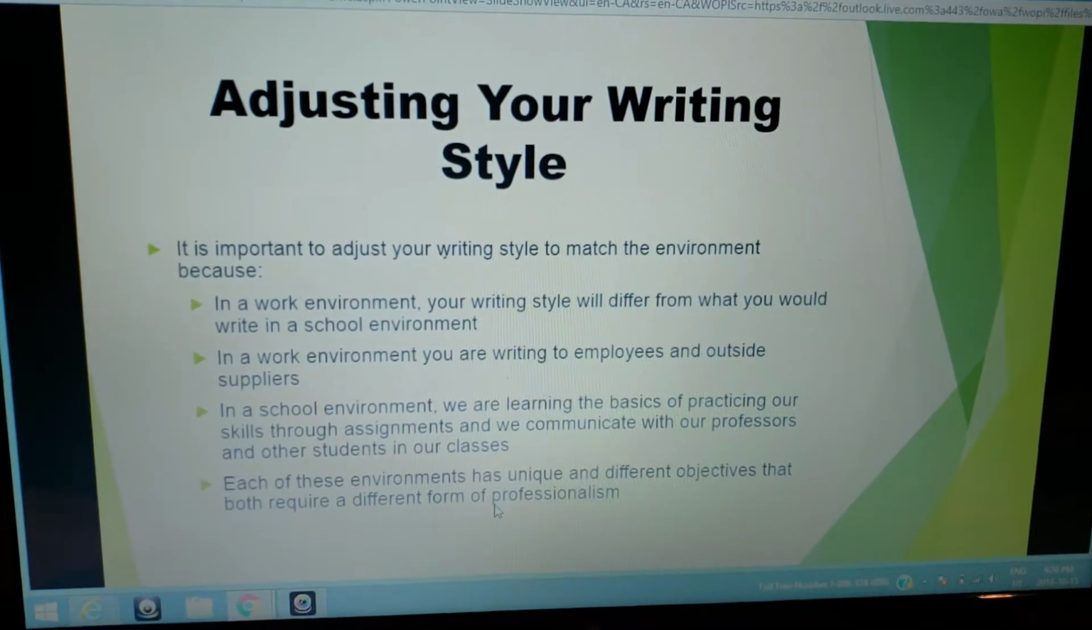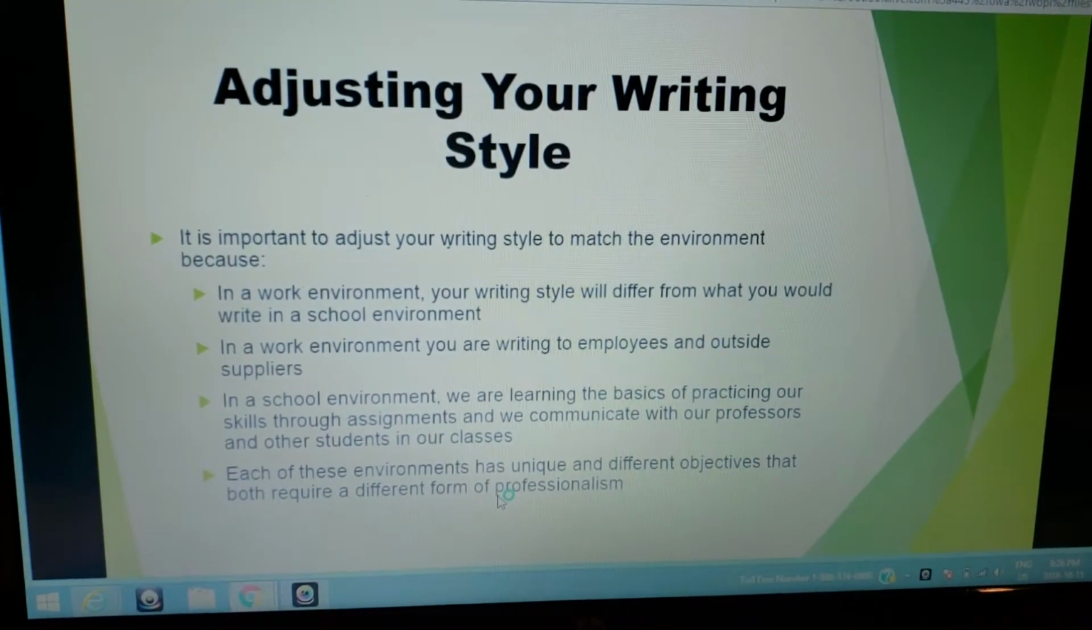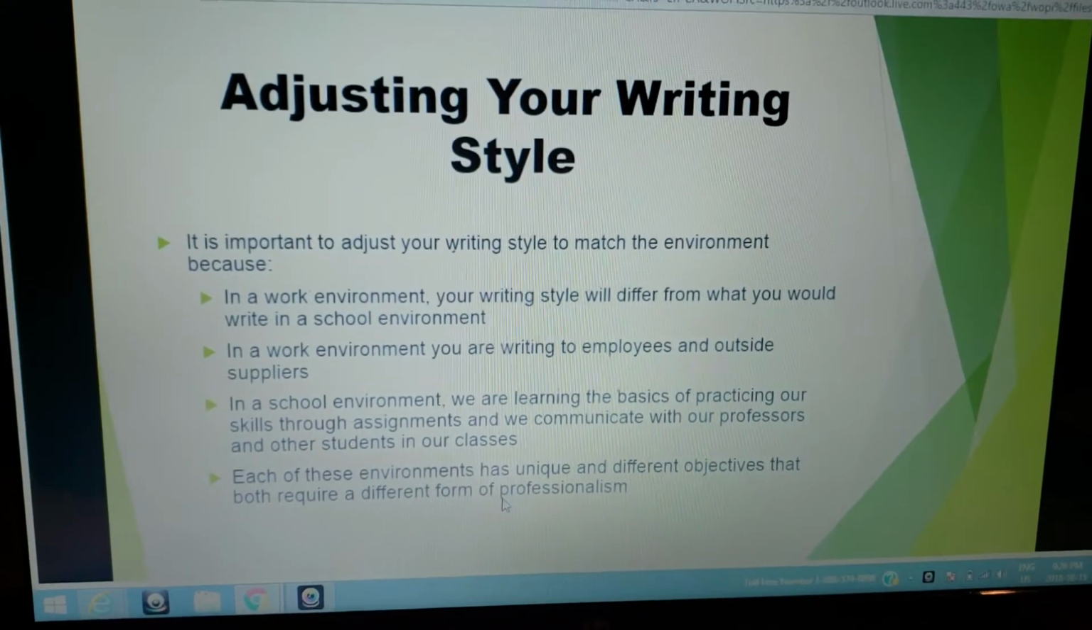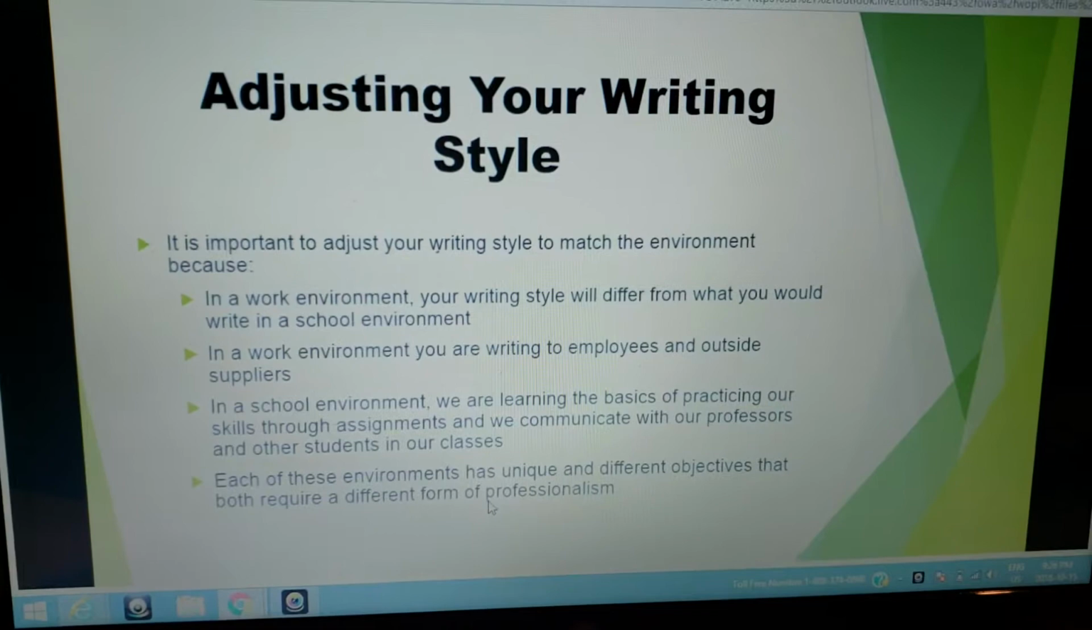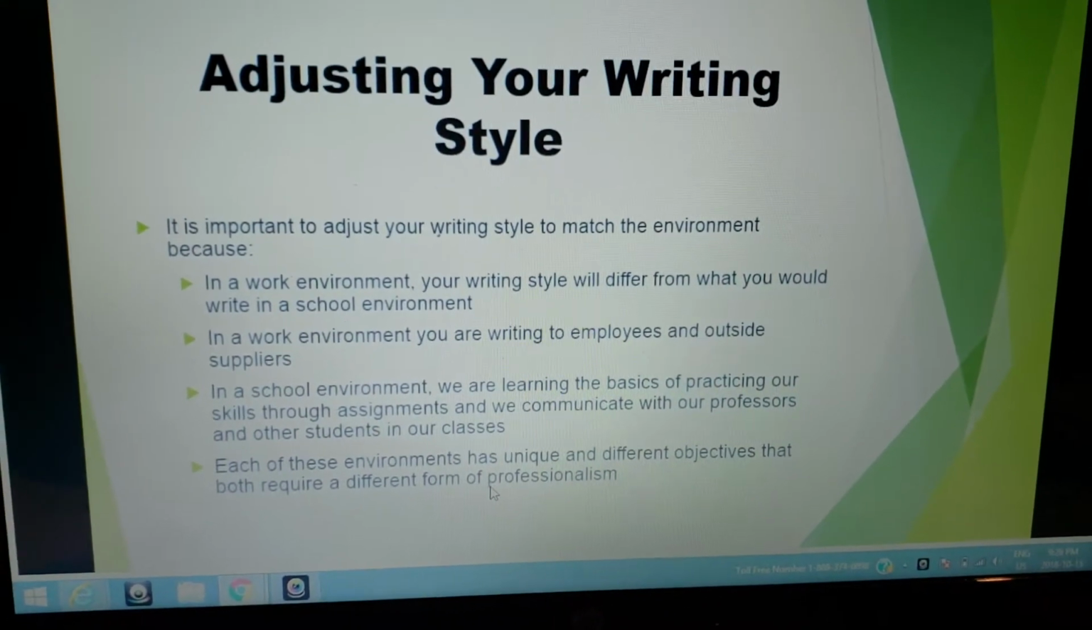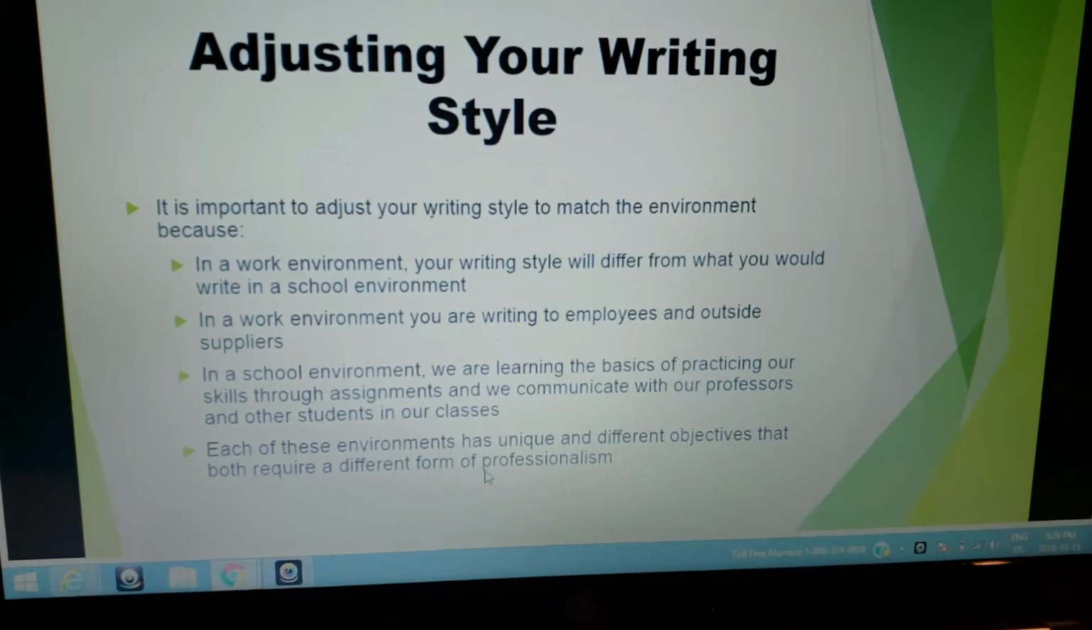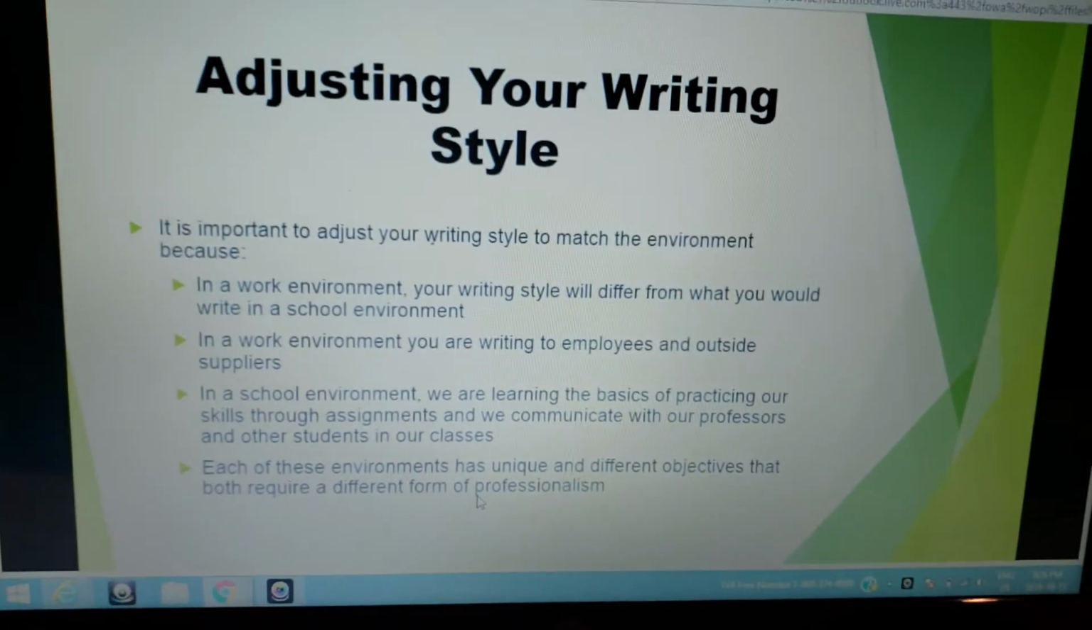While in a school environment, we are learning the basics and practicing our skills through different assignments, and we communicate with our professors and other students in our classes. Each of these environments has unique and different objectives that both require a different form of professionalism.